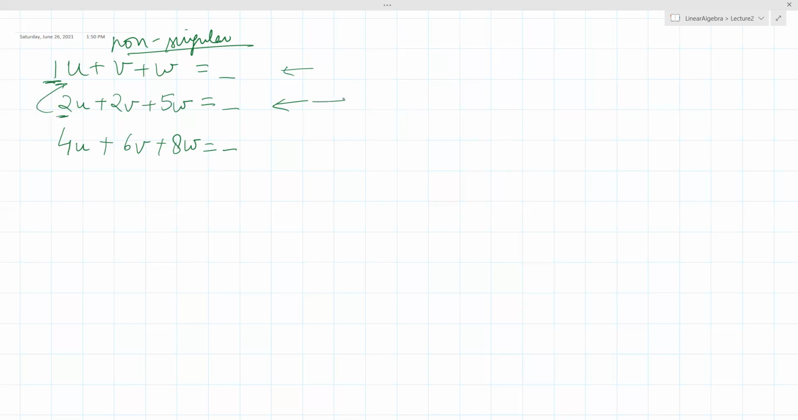So if I do that, I multiply the first equation by 2 and subtract from this, I'll get 3w is equal to something. Is that all right? Yes. And similarly for this we'll multiply the first equation by 4, and I'm going to get 2v plus 4w is equal to something. Is that all right? Yes, sir.